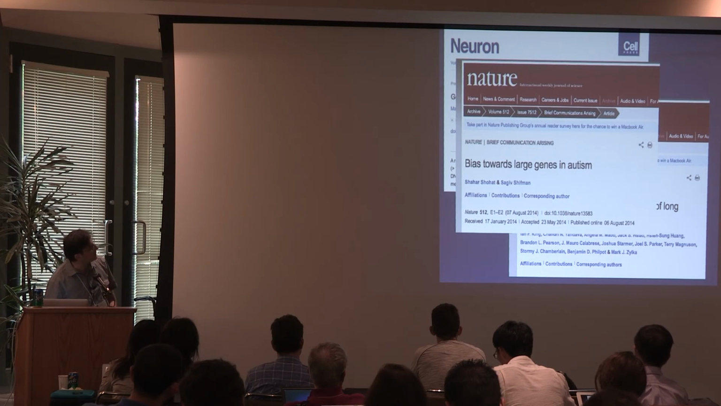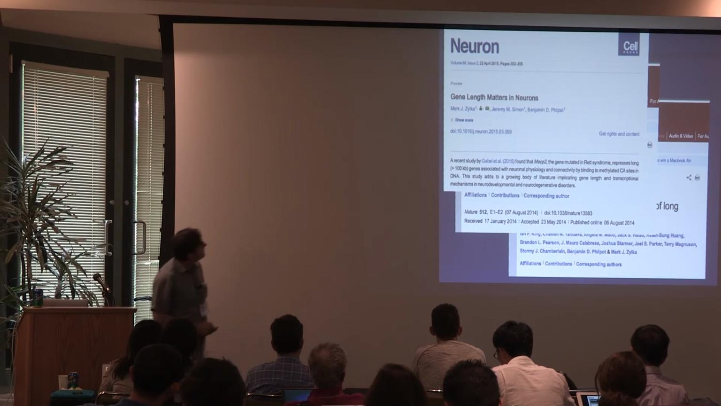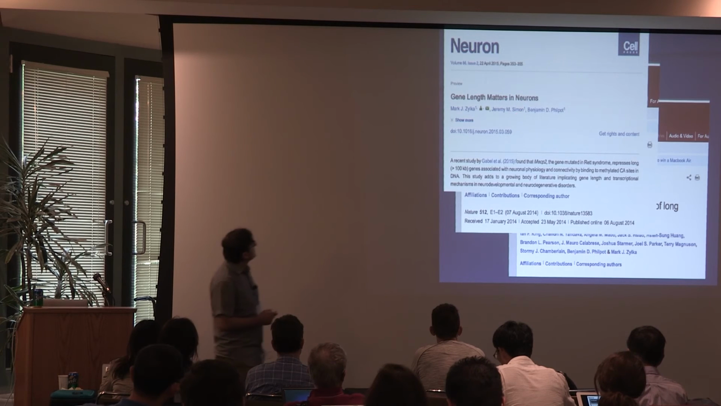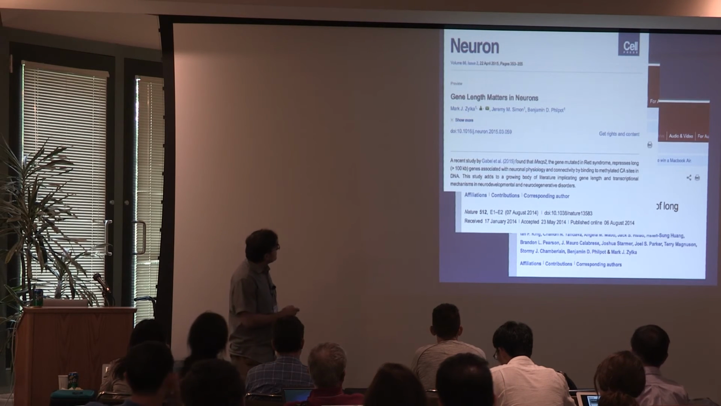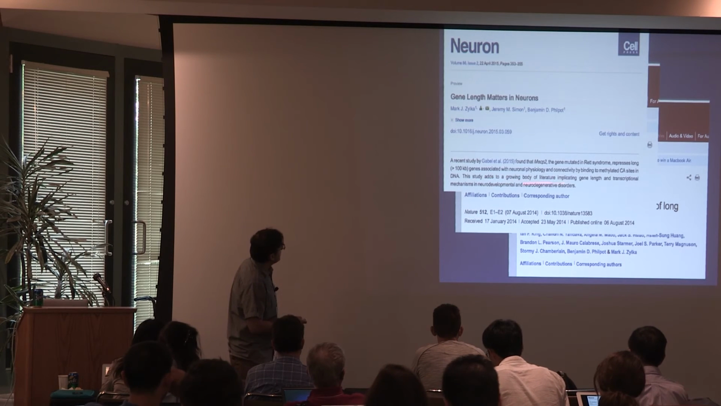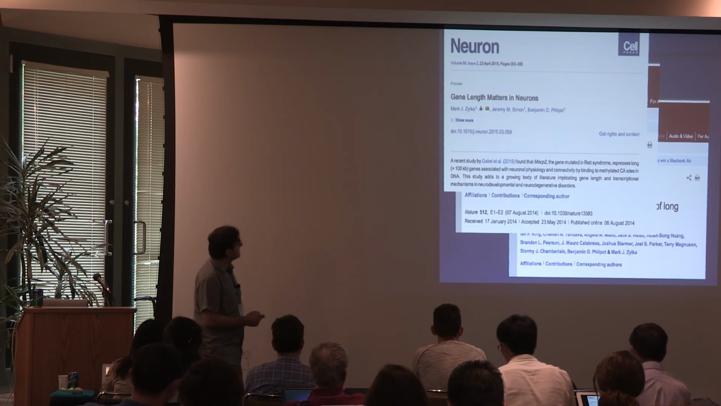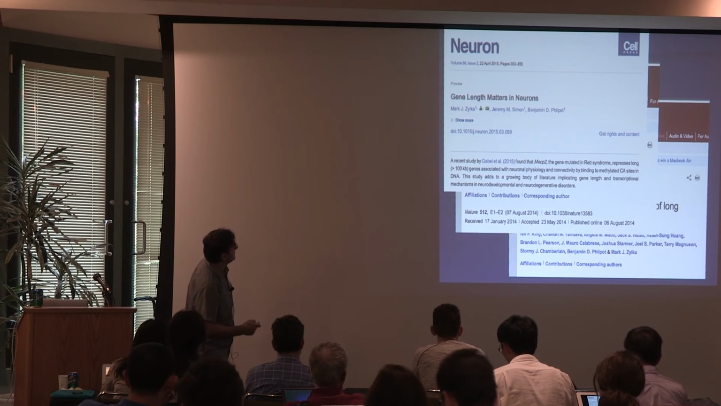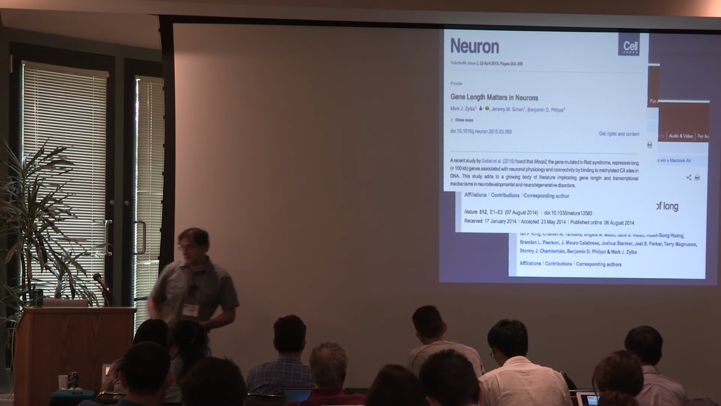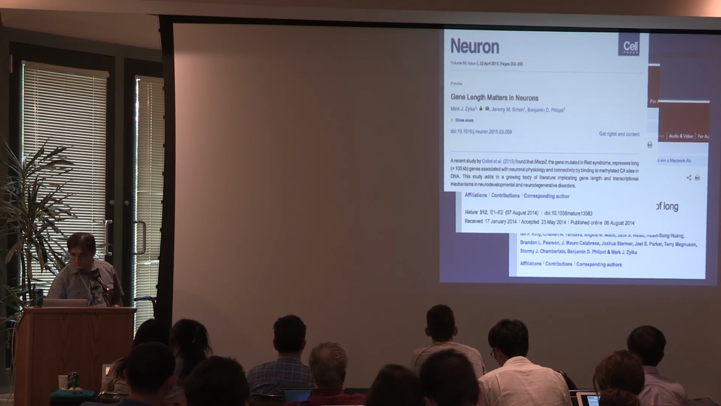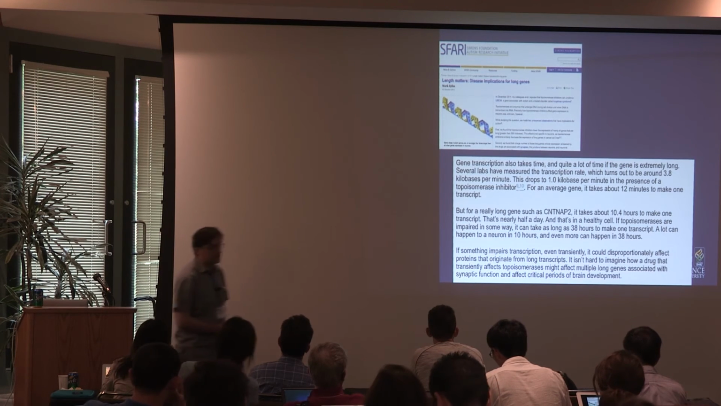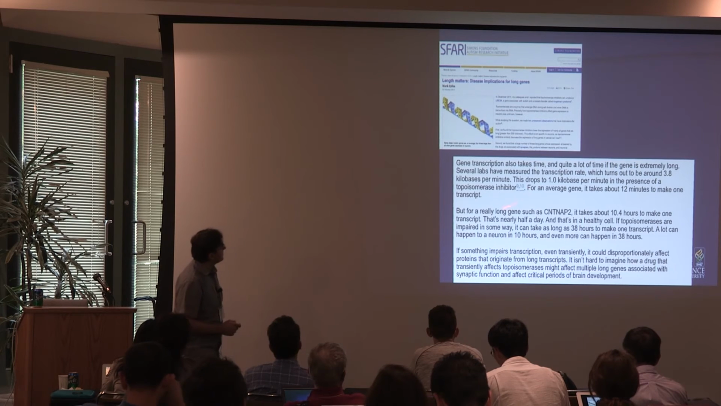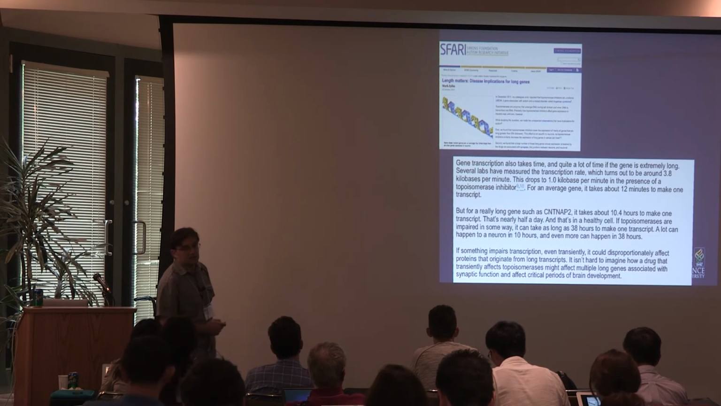The same story here. So gene length in neurons. There's, once again, a growing body of literature that gene length and transcriptional mechanisms are very important in neurodevelopment. So here is some speculation of why that might be the case. So how long does it take to make a transcript?